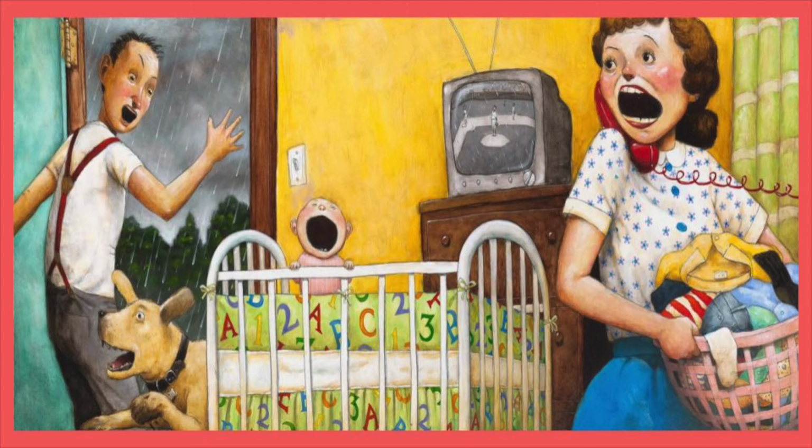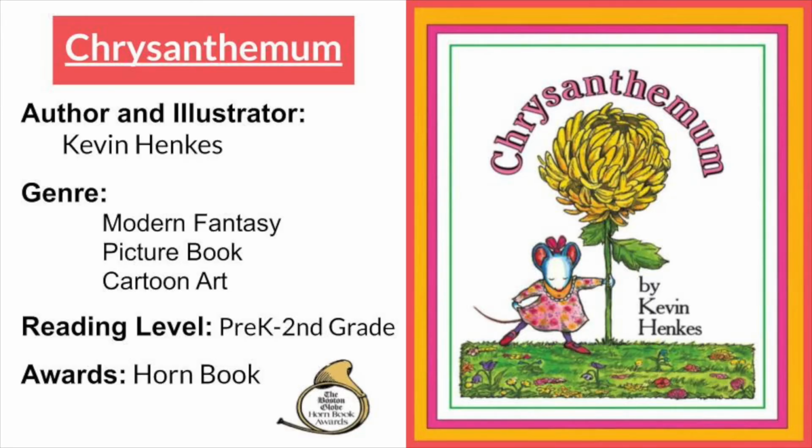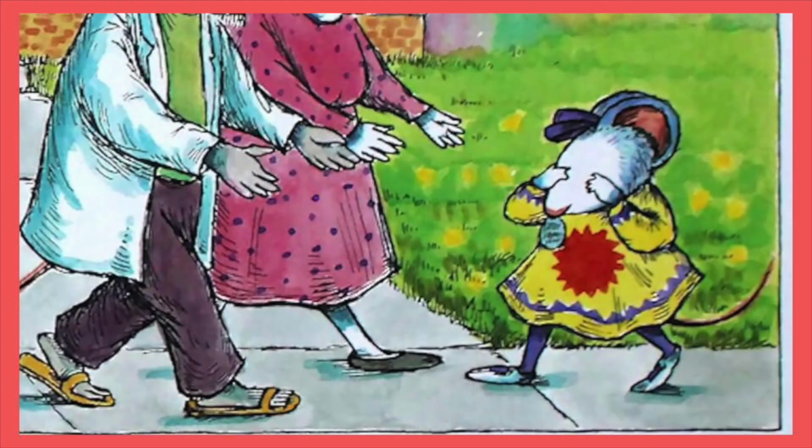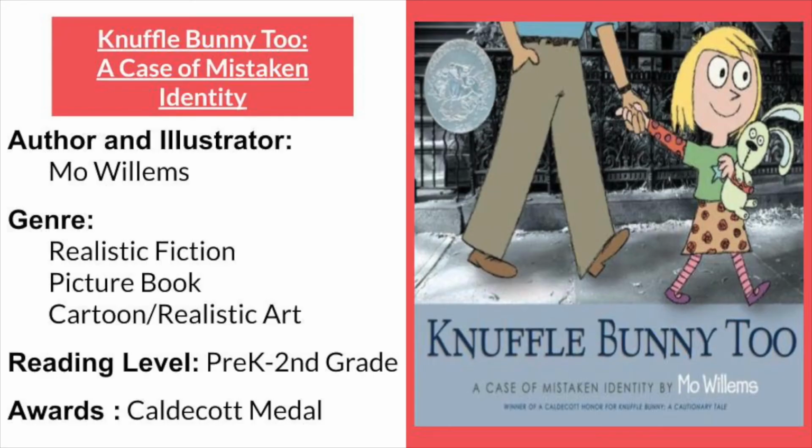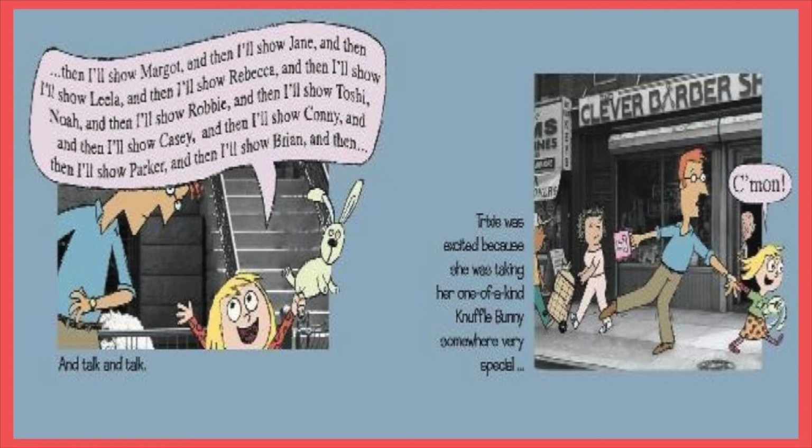I think that this book would not only teach students about the weather, but also it would teach them a lot about sequencing. The next book is Chrysanthemum. I absolutely love this book and the relatable message that it sends to children. This book is about learning to love yourself for who you are, regardless of what other people say. Next is Knuffle Bunny 2, A Case of Mistaken Identity. I really enjoyed the illustrations of this book. The artistic style was not only cartoon, but it was also realistic. Using pen and digital photography, the illustrations were extremely pleasing.